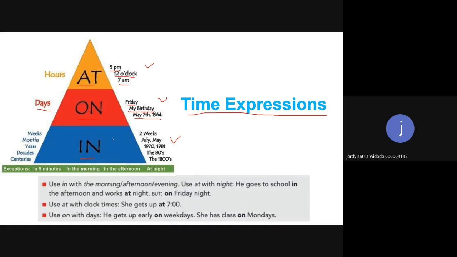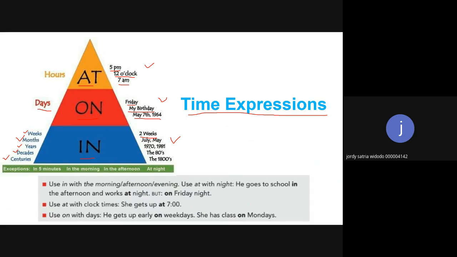And what about in? In is very universal since it is general. It can be used to state weeks, months, years, decades, or centuries. In 2 weeks, for example, or in July, in May. Now, the difference between on and in. On can be used to state the date, meaning you've got the month, the date, and also the year. You need to use on. If you only have the months, like July and May, you need to use in: in July, in May.